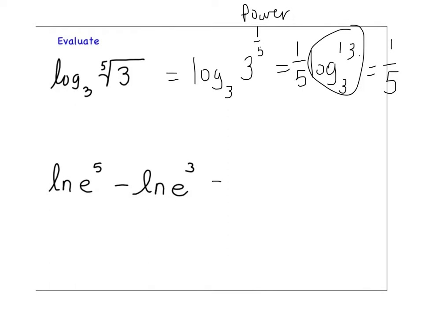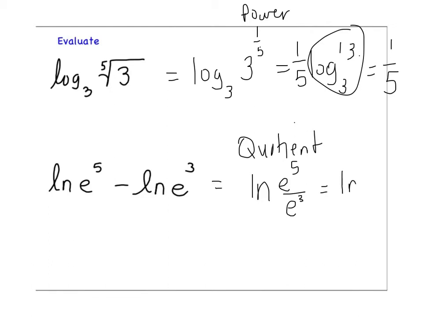For this answer, we're going to use the quotient property by writing it as a single logarithm. And so that's going to be e to the 5th divided by e to the 3rd, which is the natural log of e to the 2nd power. Once again, the power property says that we can write that as 2 natural log of e. The natural log of e, because that is the inverse property, is just 1, and so this is 2.